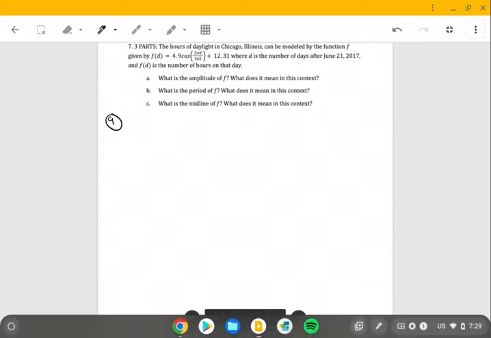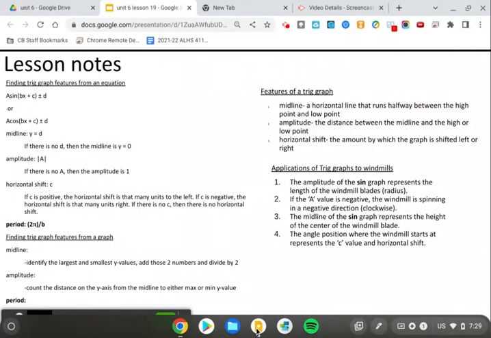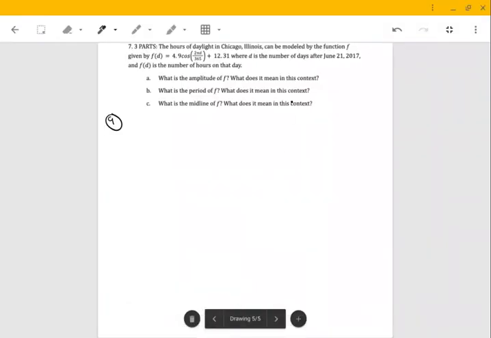So remember, the amplitude is the number that's directly in front of sine or cosine, this one right here. So that tells me that the amplitude in this case is going to be 4.9. So the amplitude is 4.9. So that answers that question. What does it mean in context?